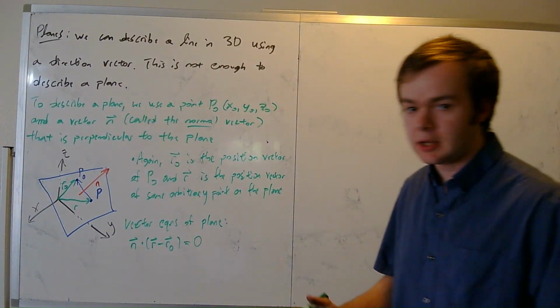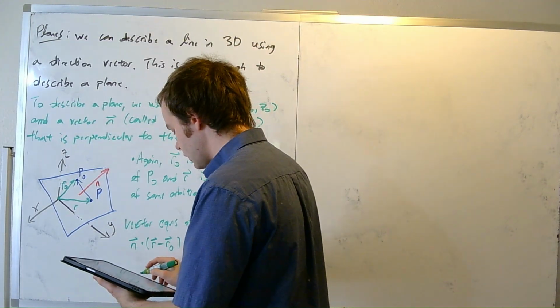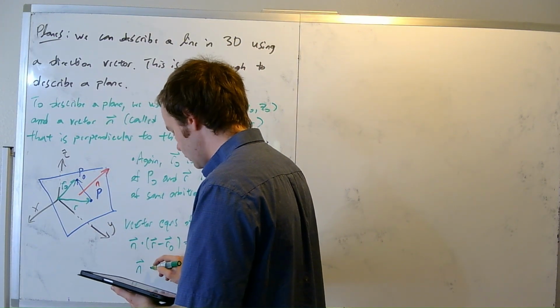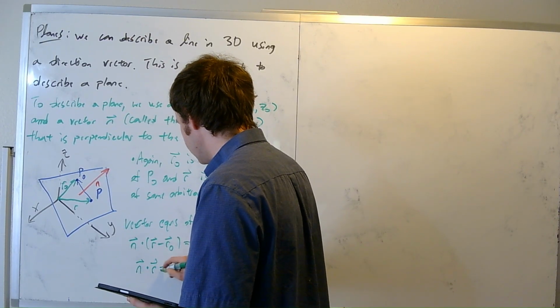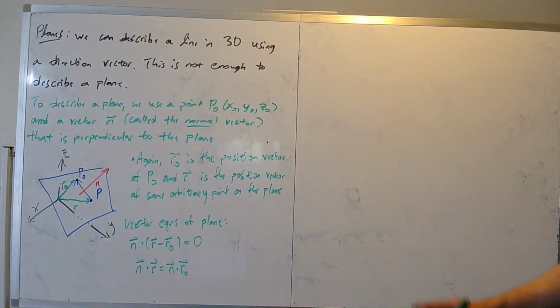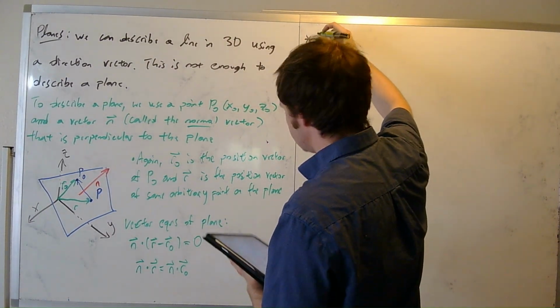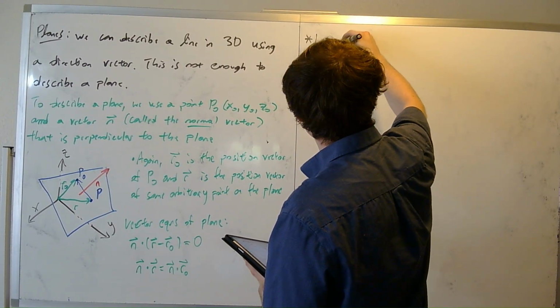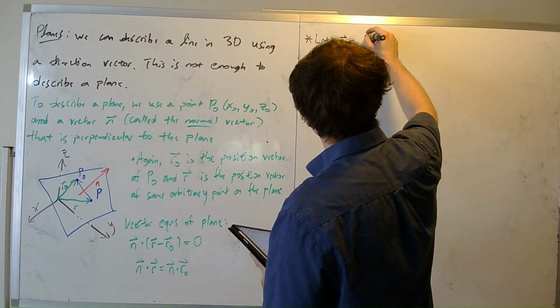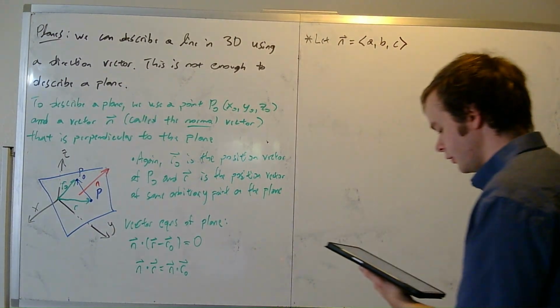Now, if you actually expand that, take the dot product, if you actually do the work there, then you're going to get that this is representing the same thing as the equation n dot r equals n dot r0. Okay. So those are what we call the vector equations of the plane. So for the next thing here, let n equal the vector a, b, and c. So let's say that that's our normal vector this time.